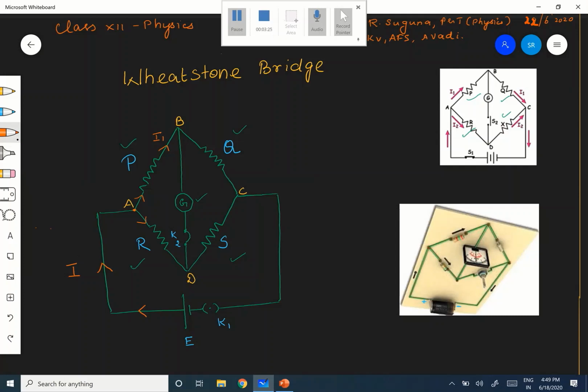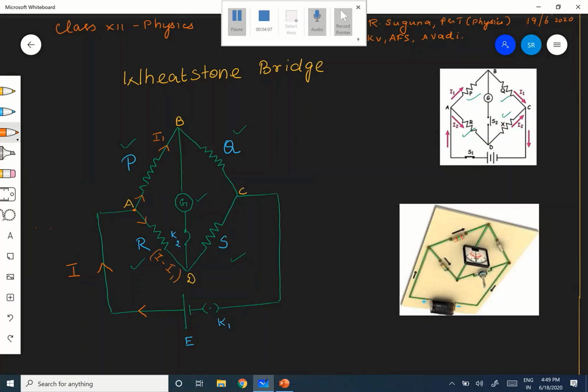Therefore the current through R, you apply Kirchhoff's first rule, the junction rule. The net current entering the junction should be equal to the current leaving the junction. Therefore the total current at any junction should be equal to 0. The current entering A is I, and one of the currents leaving A is I1. Therefore what should be the current through the resistance R? It is I minus I1.